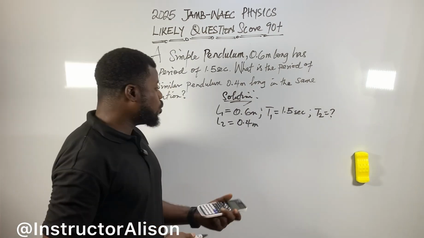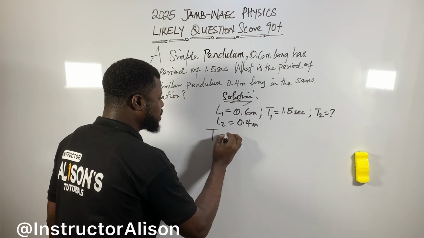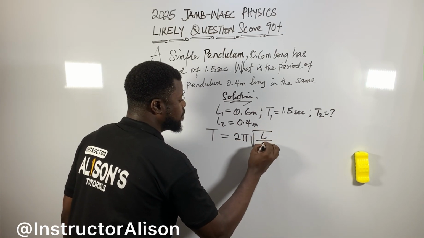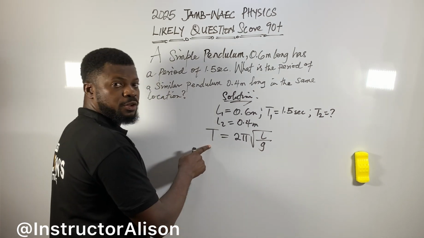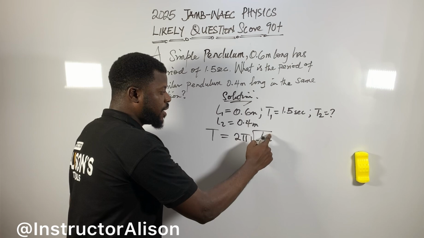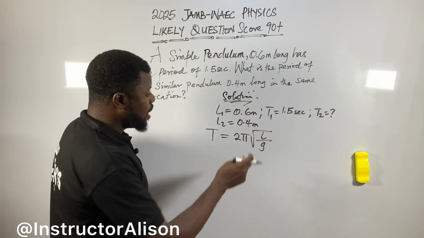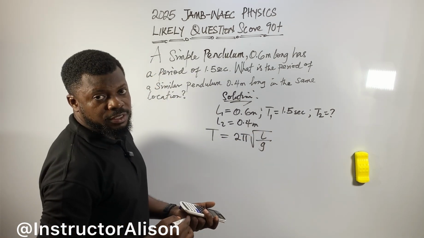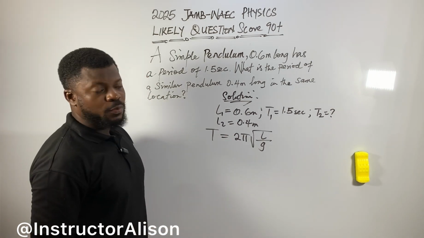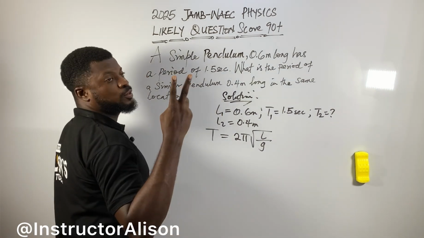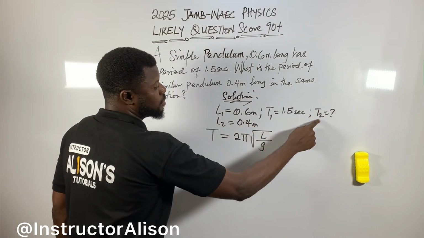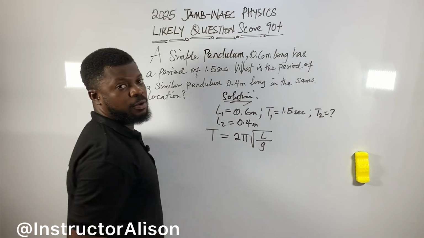We will use this particular formula for the period, which is used to calculate the period of a simple pendulum. T, the period measured in seconds, equals 2 pi, which is a constant, times the square root of L, the length measured in meters, over g, the acceleration due to gravity measured in meters per second squared. And the formula we are supposed to use here is different, because they did not give us just one length.